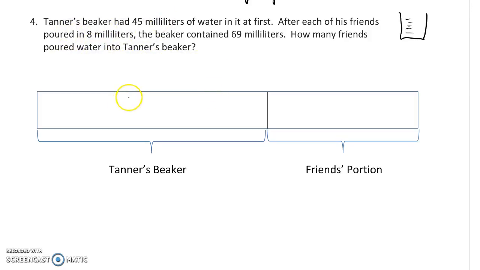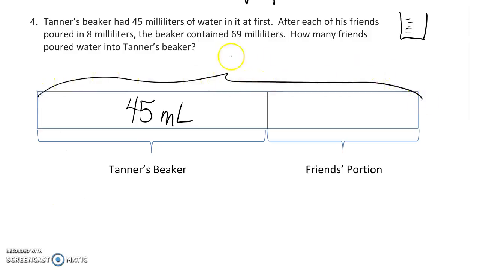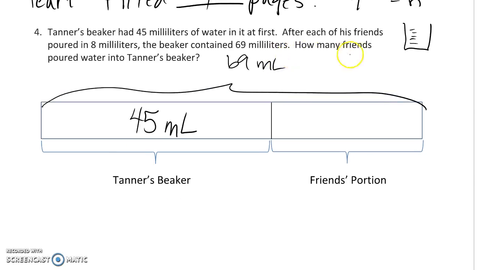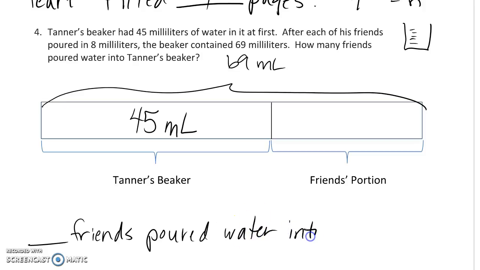So Tanner's beaker had 45 milliliters. I'm going to label that. And after his friends poured in 8 milliliters each, it had 69. So this whole thing is 69 milliliters. Okay. Before I go any further, I want to write my answer sentence. So how many friends poured water into Tanner's beaker? Blank friends poured water into Tanner's beaker.